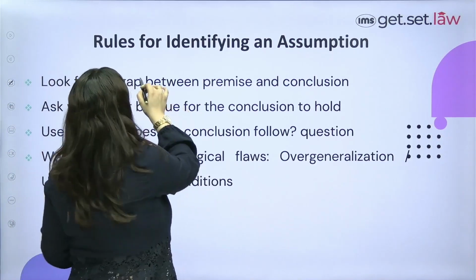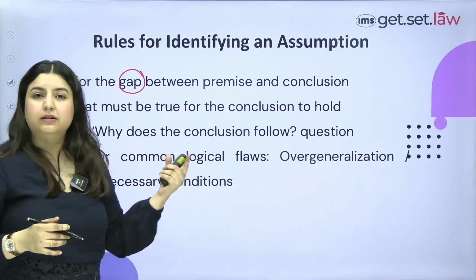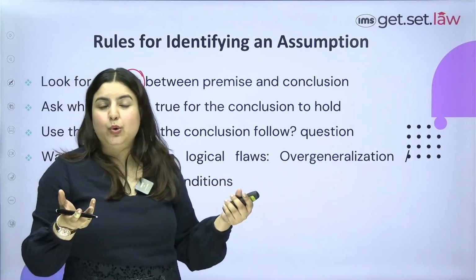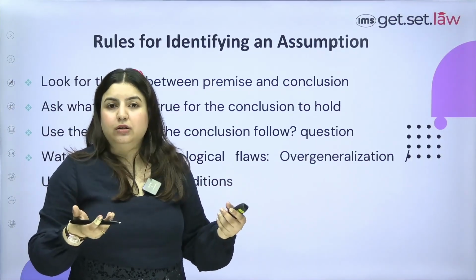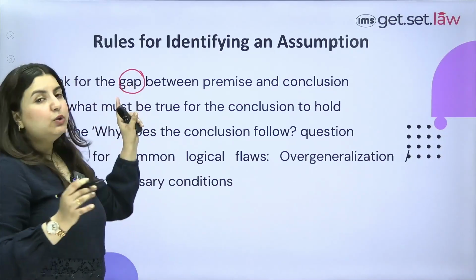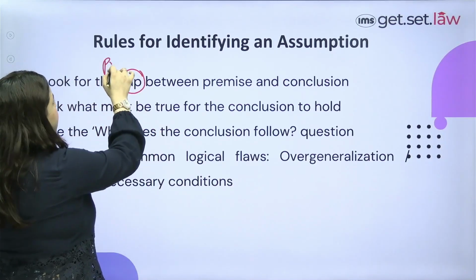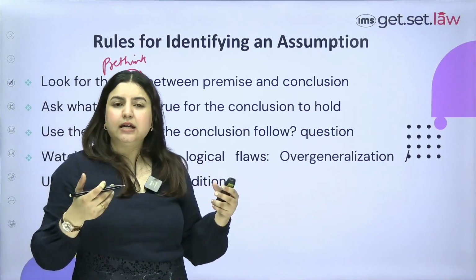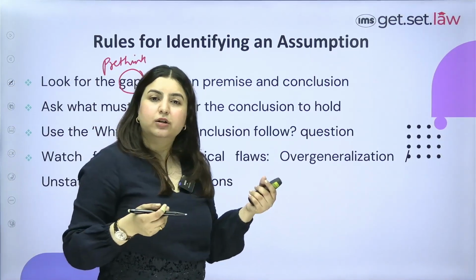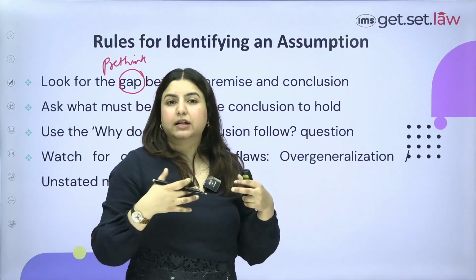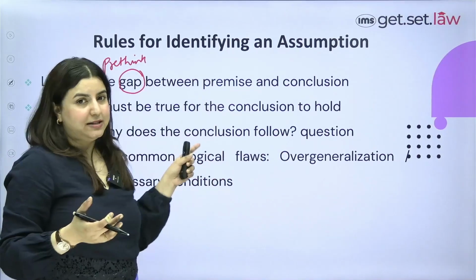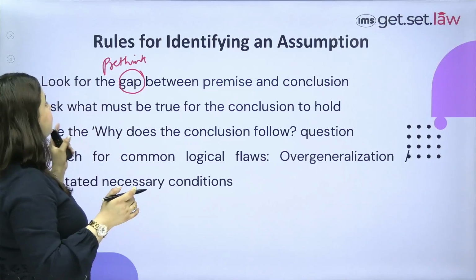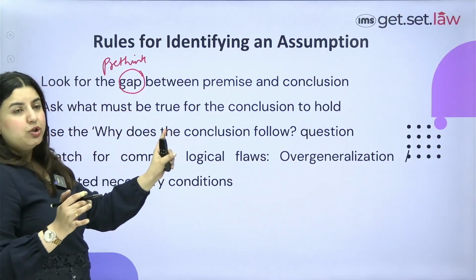The gap here essentially means what else can be inserted here to make the conclusion more valid, more logical, stronger, right? If you're able to pre-think it, pre-think means, instead of looking at the options, just think as to what is that option which if I include will make it a whole lot easier for me to understand the passage or the conclusion. Second is ask what must be true for the conclusion to hold.